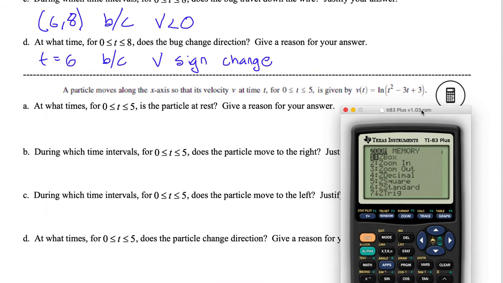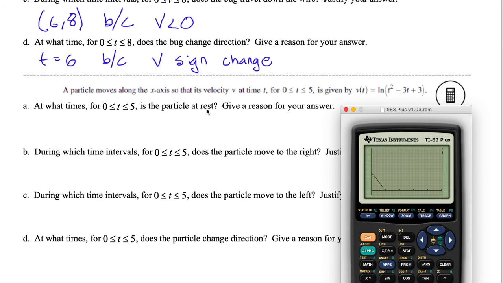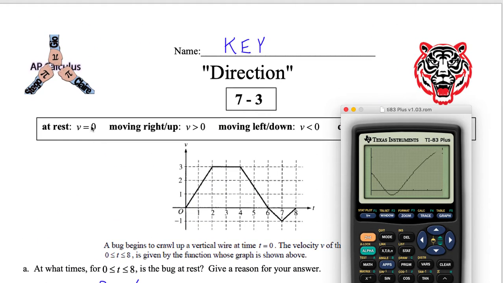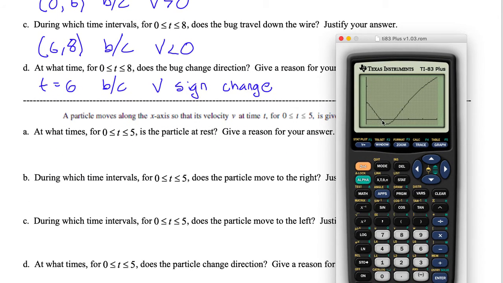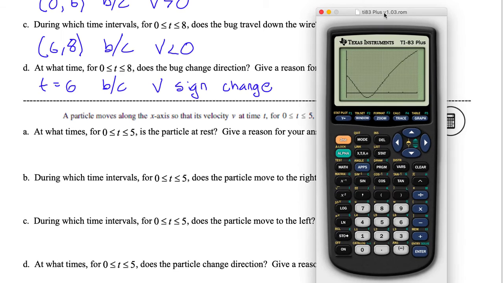So as that is doing its thing, let's analyze our problem. When is the particle at rest? At rest, again, means when v is equal to 0. If you forget, it's up here as well. V equals 0 means at rest. So now I need to calculate where these happen. So again, the way that we do that, we need to calculate the zeros. So second trace the 0. So second trace 2. And my left bound is going to be 0, enter. My right bound, I'm going to enter, I think that's about 2.